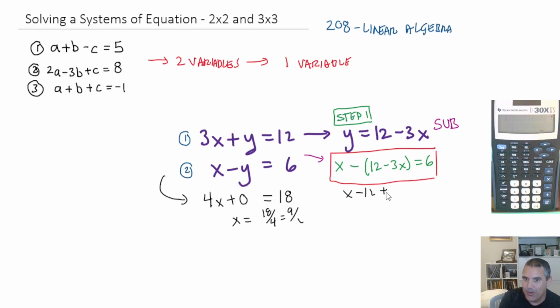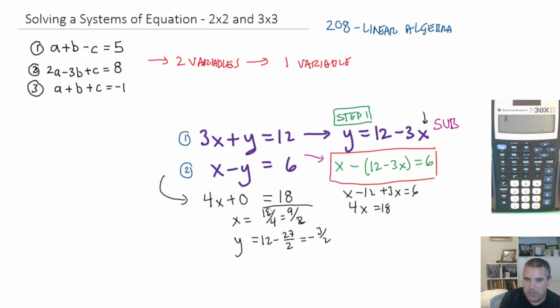X minus 12 plus 3x is 6. You would get 4x equals 18. You get x is 9 over 2. Then you could plug that in anywhere and get y. So a little bit of fraction work maybe here. Y is going to be 12 minus 27 over 2. I did 3 times 9, which is negative 3 halves.